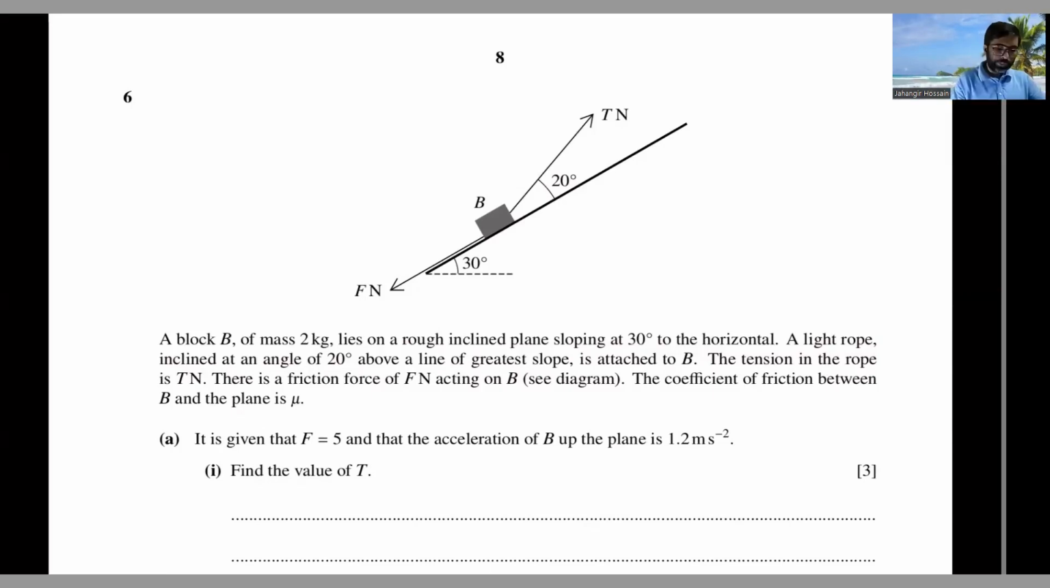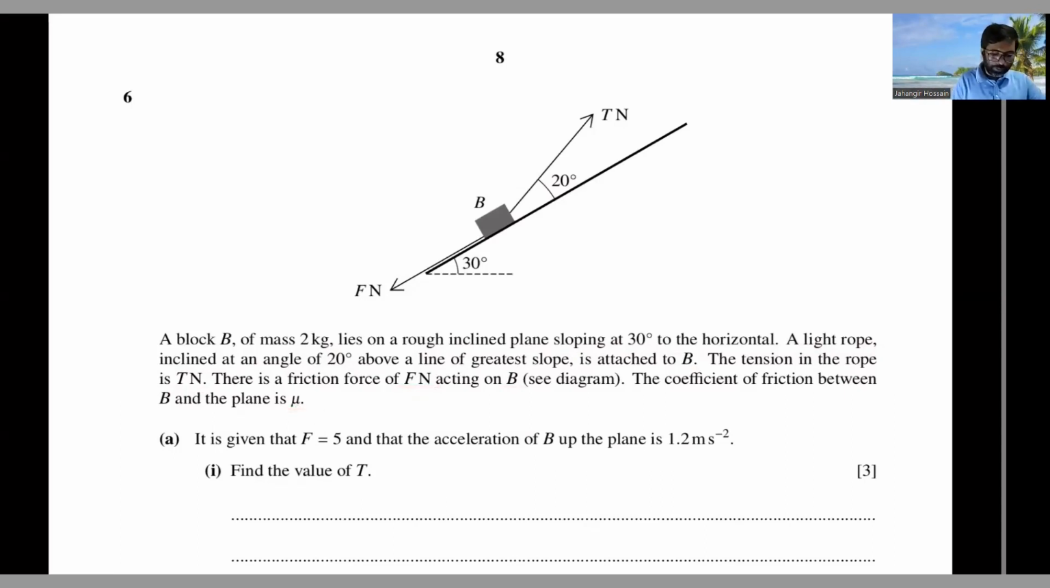Okay, in question 6, we have a block B of mass 2 kg which lies on a rough inclined plane sloping at 30 degrees to the horizontal. A light rope inclined at 20 degrees above the line of greatest slope is attached to B. The tension of the rope is T Newton, and there is a friction force F Newton acting on B. The coefficient of friction between B and the plane is mu.